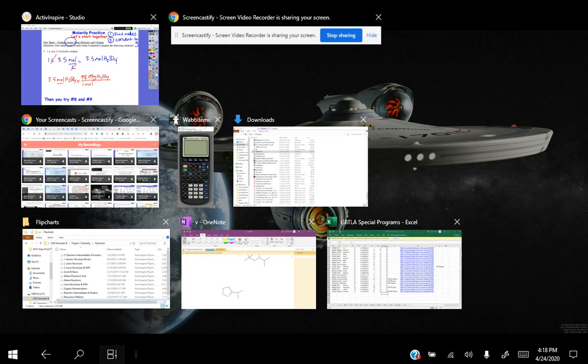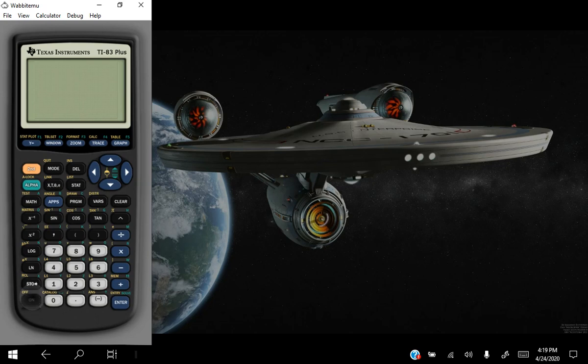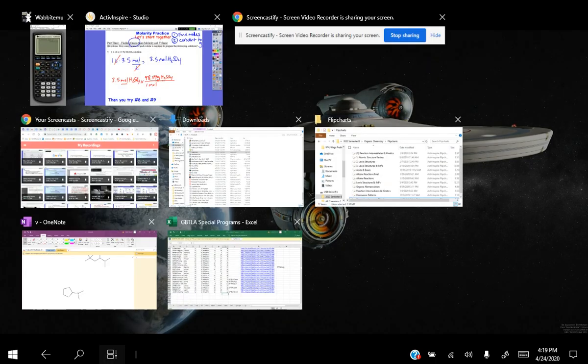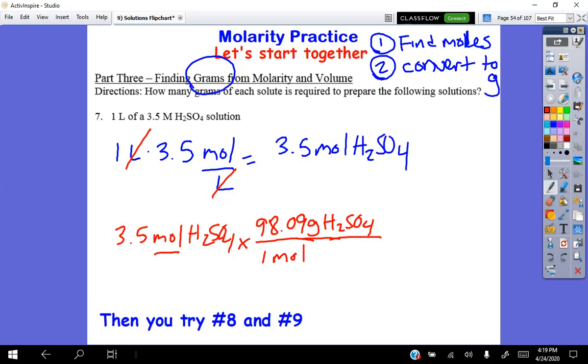Now in the calculator, 3.5 times 98.09, and remember that we multiply by the top and then divide by the bottom. So open parentheses, 98.09, divide by the bottom, and then I close parentheses. I get a value of 343.315. And like I said, we can go to 2 decimal places.